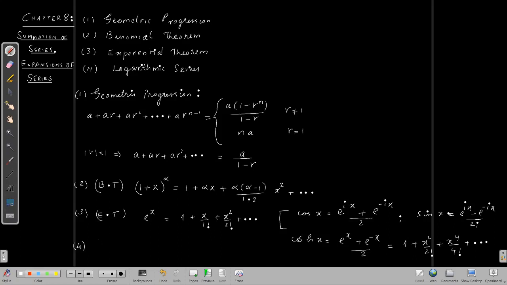At last we have logarithmic series. By logarithmic series we mean that log of 1 plus x equals x minus x square by 2, there is no factorial here, plus x cube by 3 minus etc. This is what we mean by this logarithmic series. So using these series we will expand the series, and we will sum up the infinite series.